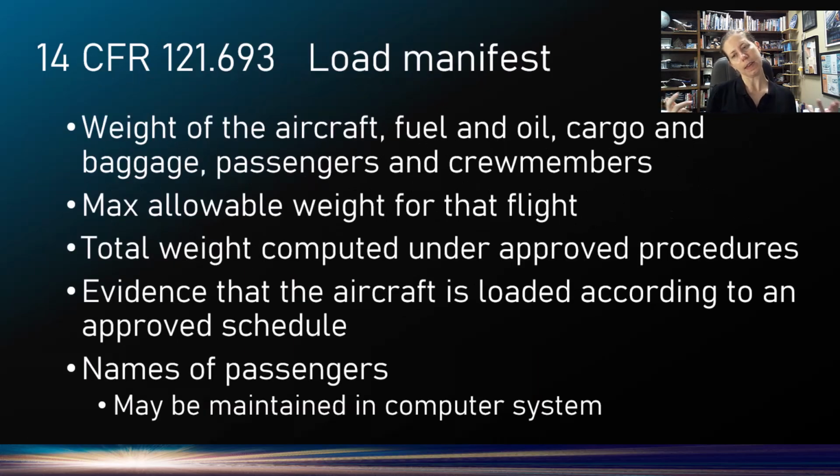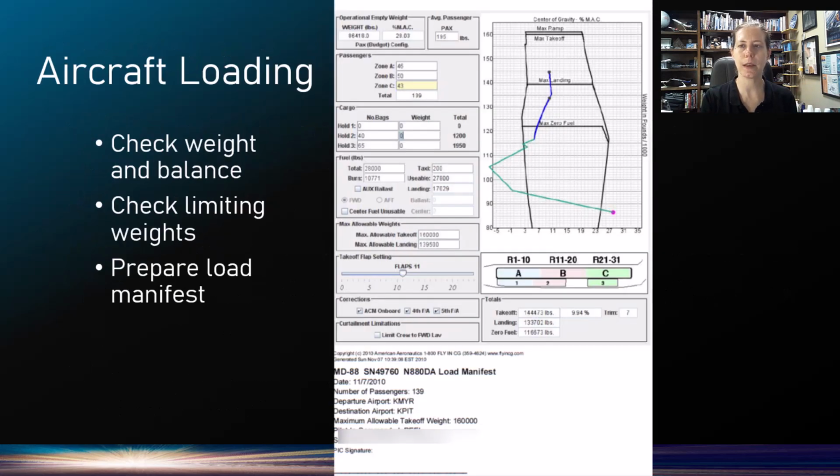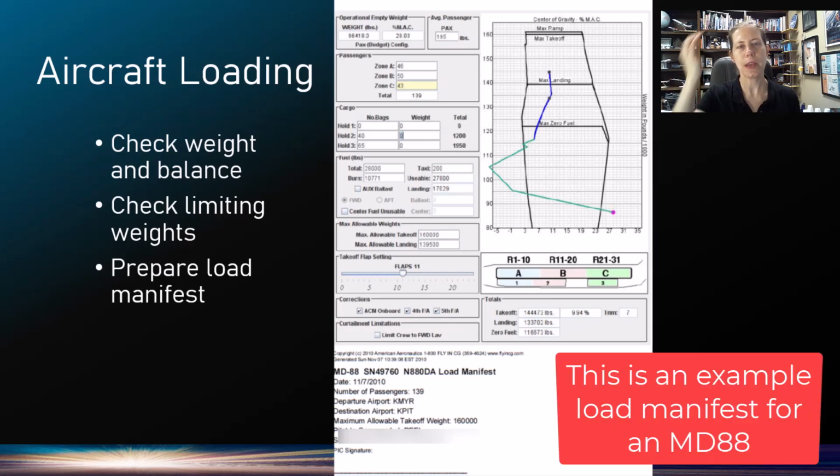121.693 says I need to provide a load manifest. So I would then prepare my load manifest. These are all the things that have to be on it. As a very quick example, here is a loading program we used to use for MD-80s, and it showed that we were within the center of gravity envelope.